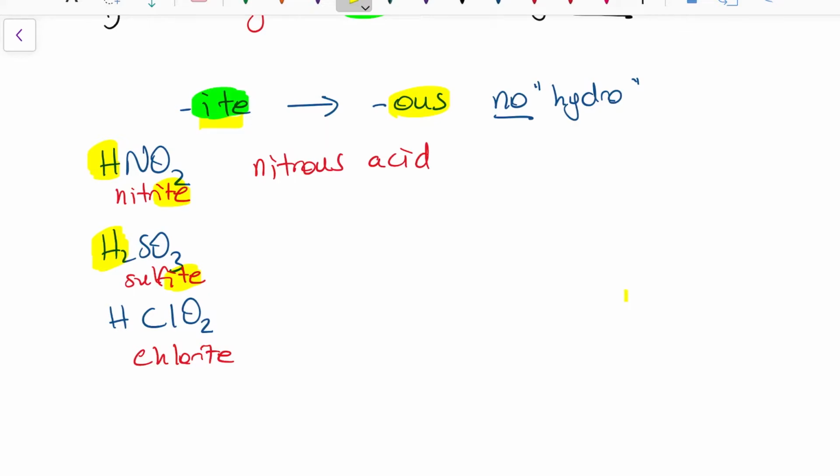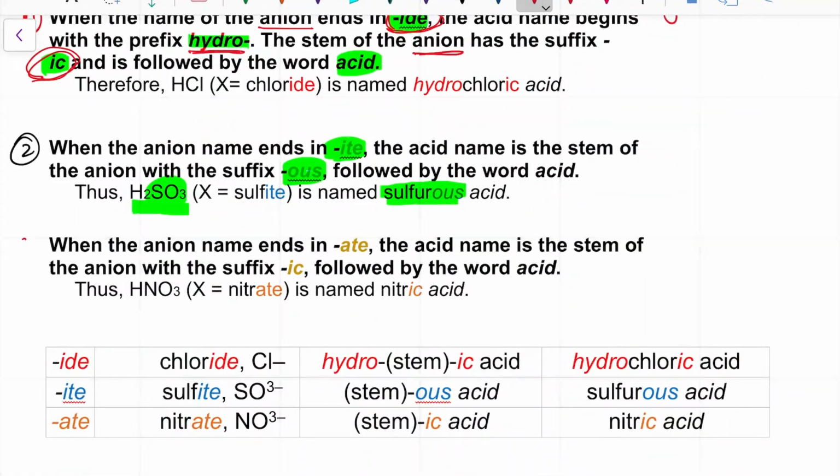The anion ends in ite, so this is going to be called sulfurous acid. And then this last one, you may not have seen this anion before, but this anion here is the chlorite anion, ClO2 minus. There's the H telling you have an acid, so this is going to become chlorous acid.